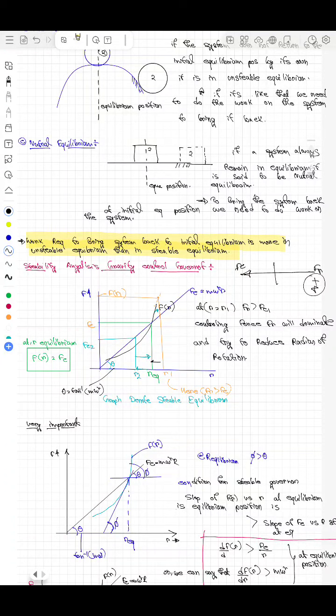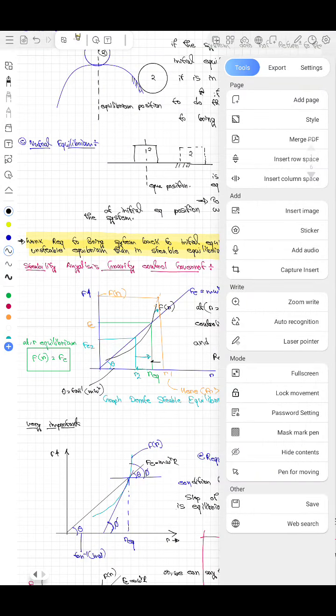And in this case, at R2, FR is less and the radius is less, so the centrifugal force is more. So it will try to increase the radius. That is the main point that you need to consider here. Okay, now let's get back.